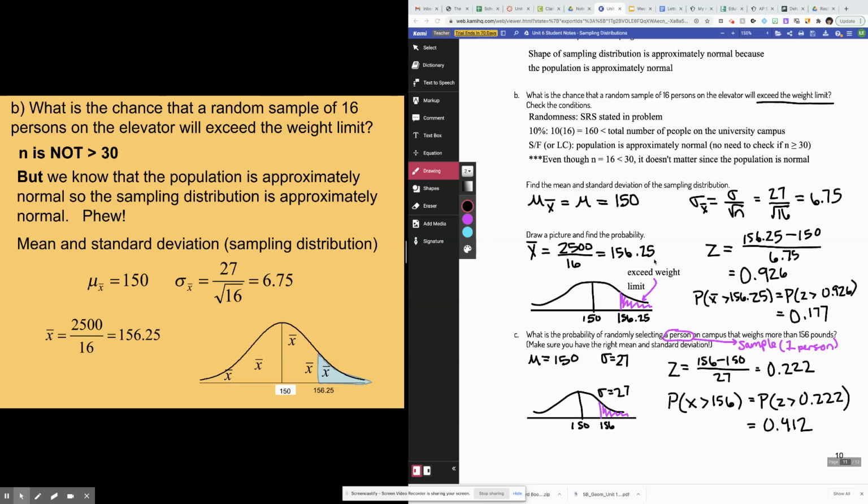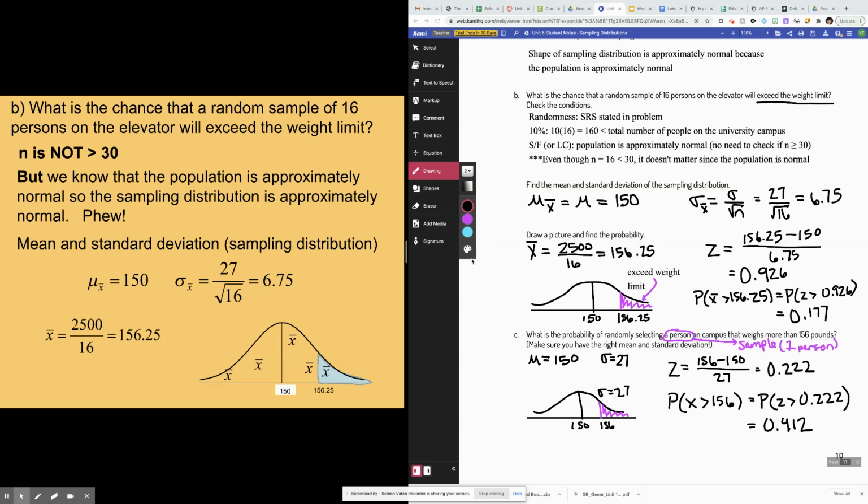So what I actually need to find is the probability that the average weight is more than 156.25 pounds, right? Because if that's true, then we're going to end up exceeding the weight limit. Any average above that multiplied by 16 will give you a number greater than 2,500. So that would exceed the weight limit.